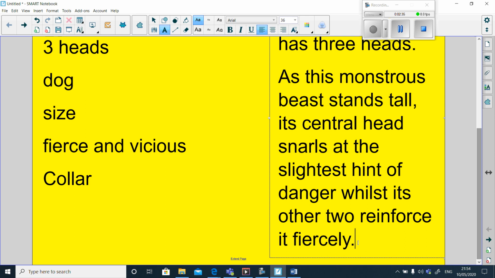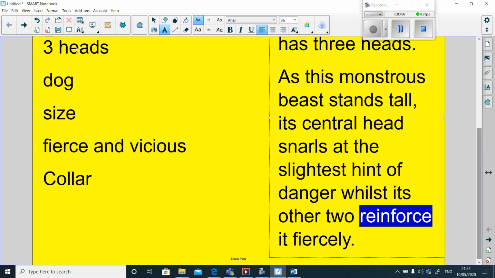So I am telling the reader that it's got 3 heads, but I'm doing it in a way that allows the reader to picture it in their mind. It allows the reader to guess a little bit at what's going on, or have to read a little bit deeply into it. And I've done that through action. So using verbs like snarls or reinforce. By including those, I'm kind of putting the character in a situation, and I'm not telling a story.